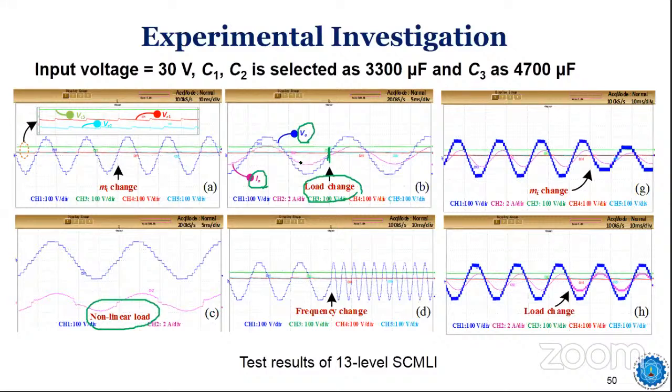You see the pink color one, the resistive type load is changed to inductive type. When you change to inductive type load, your inverter should properly work with sinusoidal current, because the inductor will act like a small filter. So your current will be sinusoidal.